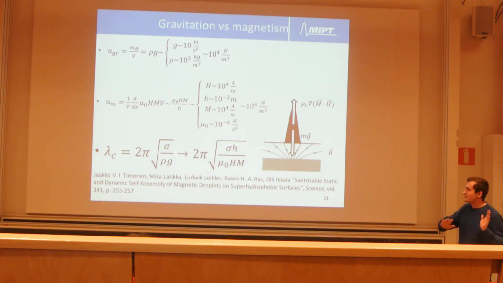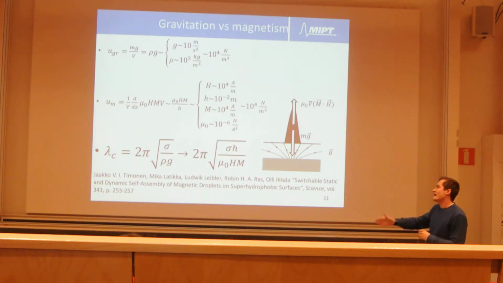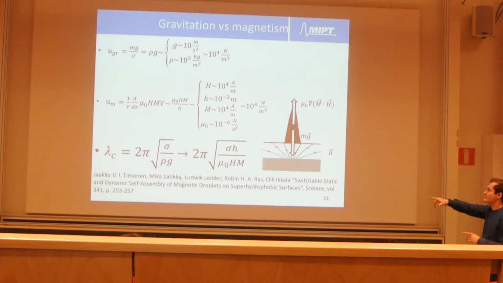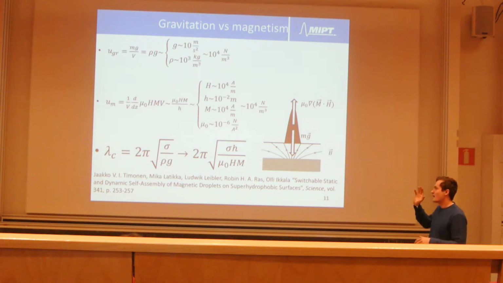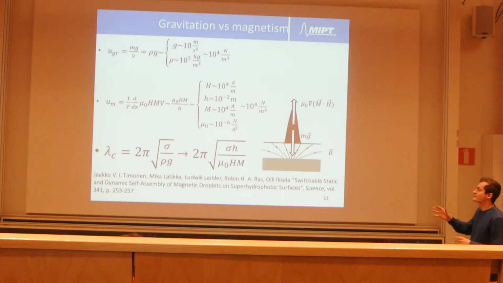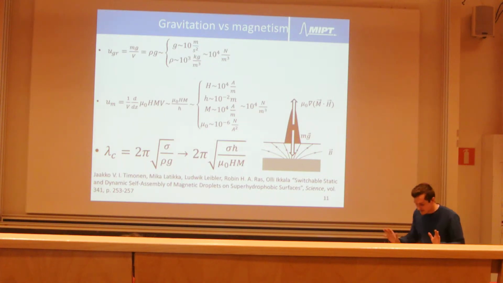Also, what we've seen in the previous presentation, following Timonin's article, is changing the critical lambda and making the criterion for splitting. When the critical lambda becomes smaller than the droplet's diameter, the droplets should fission.